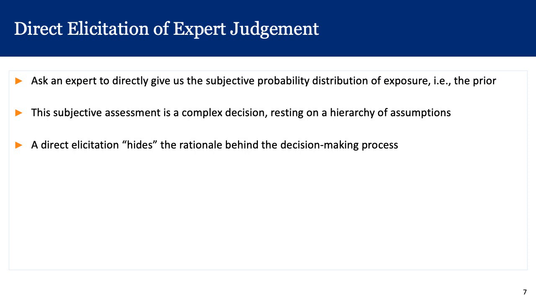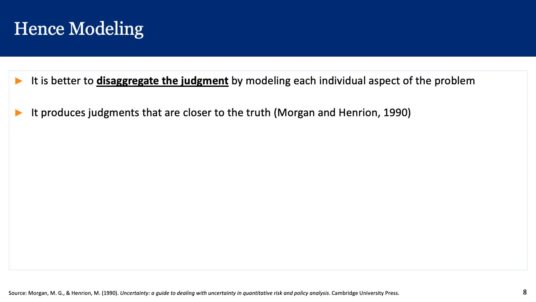And the result of such direct elicitation is that the experts themselves could be biased and could provide incorrect estimates. So we want to combine expert judgment along with modeling, because it is better to disaggregate the judgment by modeling each individual aspect of the problem. And many people, including Morgan and Henry, have shown that when you use a model to elicit expert opinion, it produces judgments that are closer to the truth.